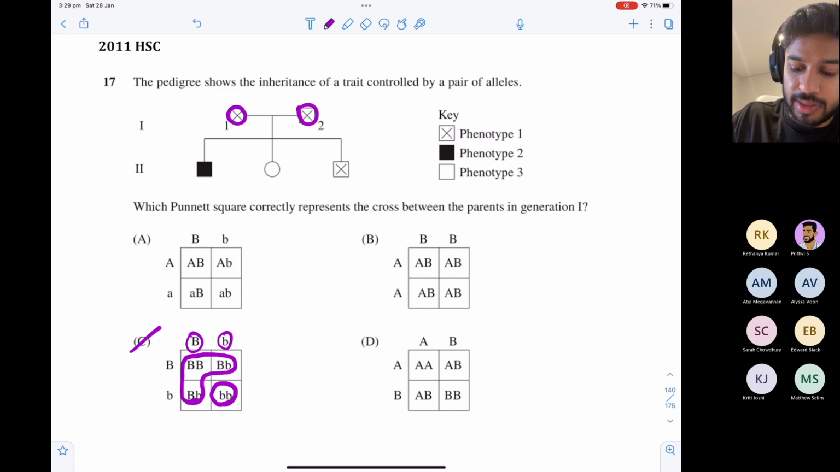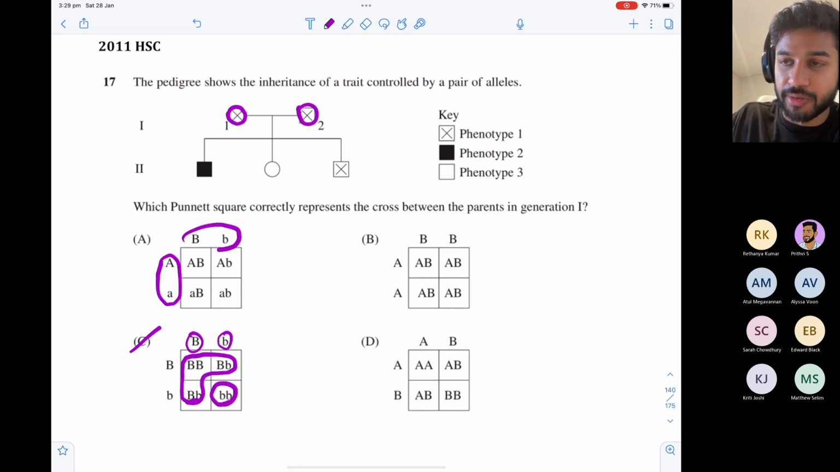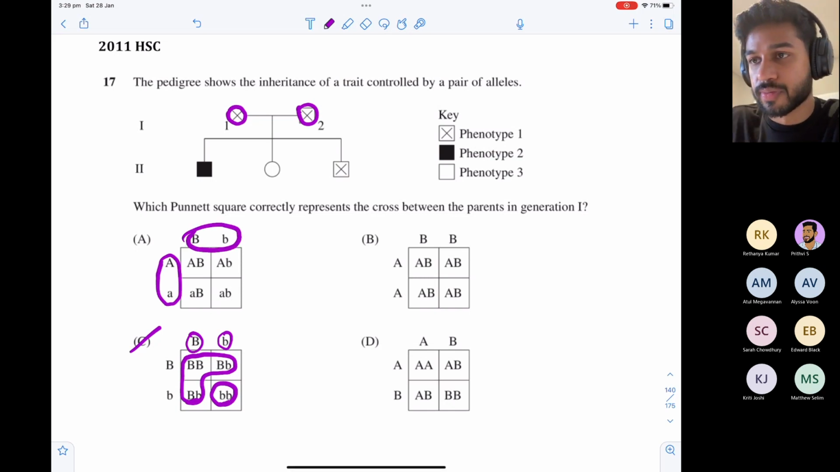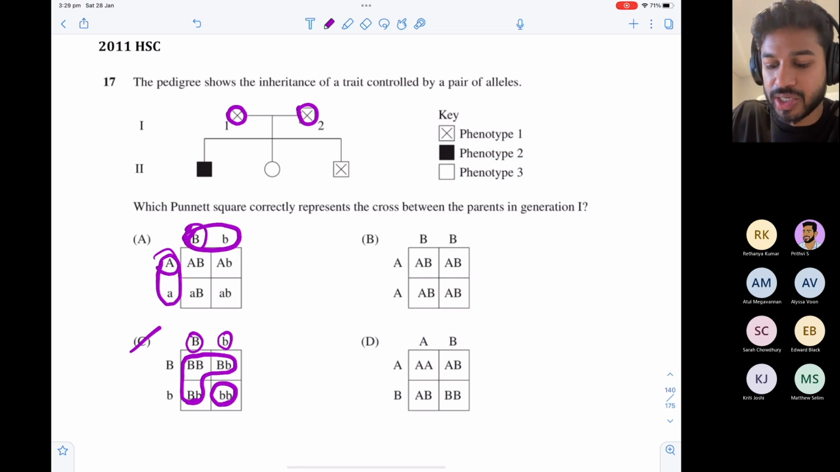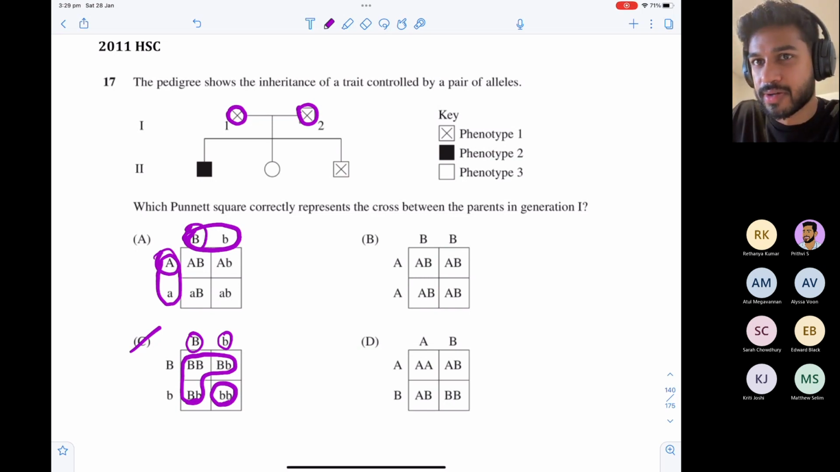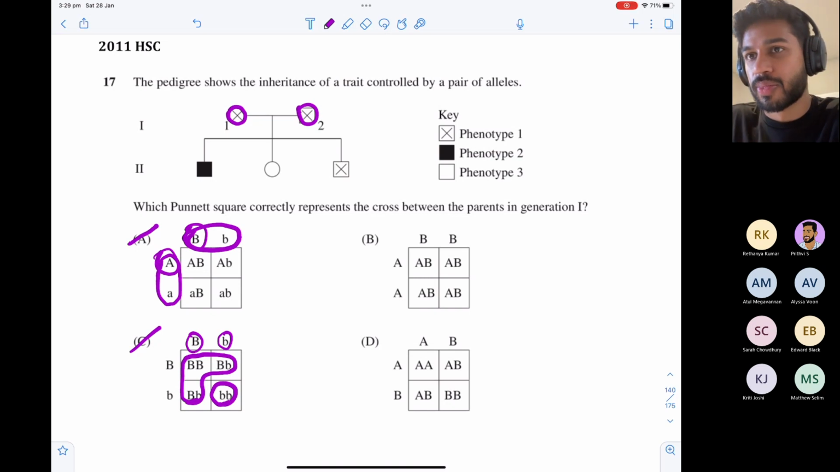When I look at A, I see both parents have completely different genotypes. They'll have completely different phenotypes, and it doesn't make sense. Why are there 2 different genes and 2 different capital and little letters? You don't cross 2 different genes together. You would never cross a B gene with an A gene. That doesn't make sense. A is wrong.